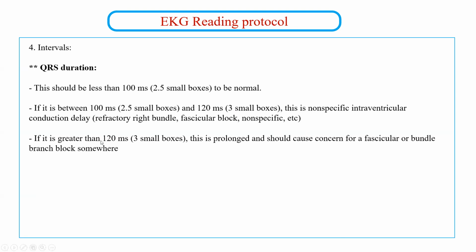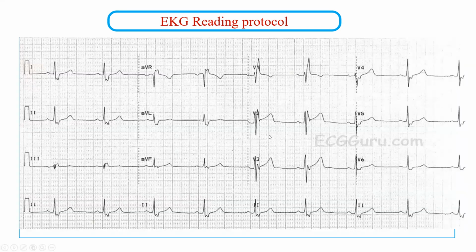Now, if the QRS complex duration is more than 3 small boxes, this is prolonged and should raise concern for fascicular block or bundle branch block somewhere, either right bundle branch block or left bundle branch block. For example, look at this one. If we look at the QRS duration, it's really prolonged here, beginning till the end, which is 1, 2, 3, 4, almost 5 small squares. Or here, 1, 2, 3, 4. So there are 4 small squares. So this is a prolonged QRS complex.